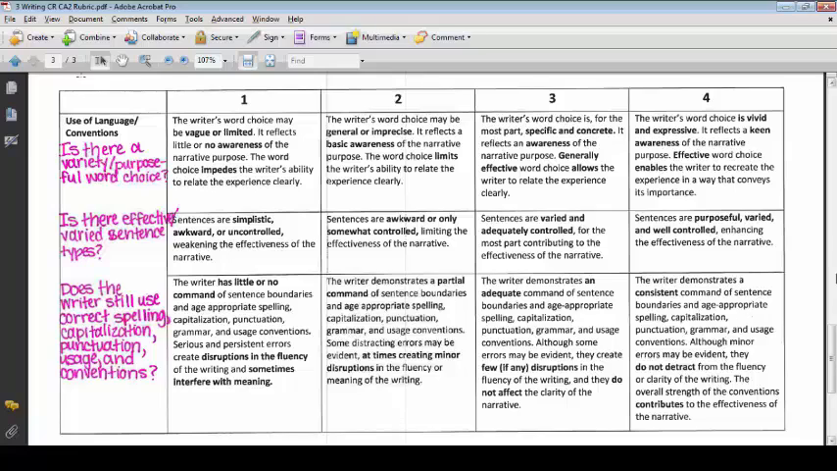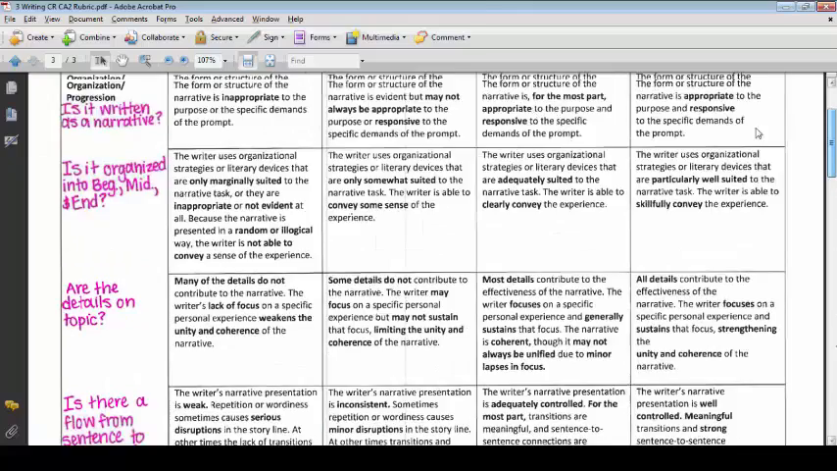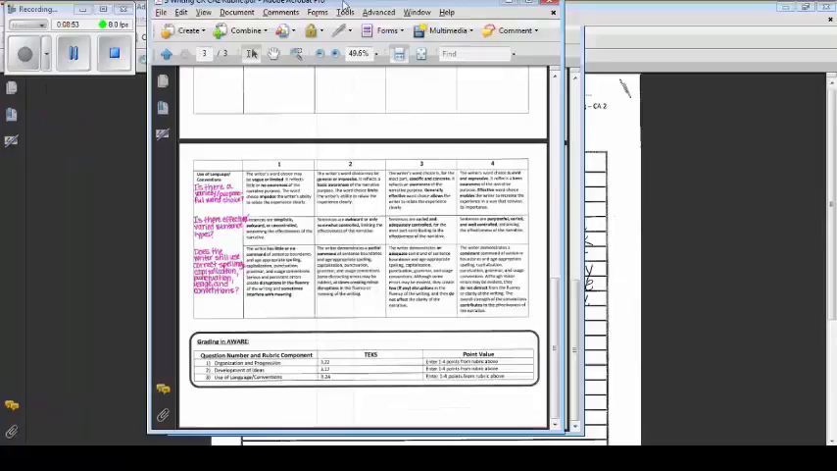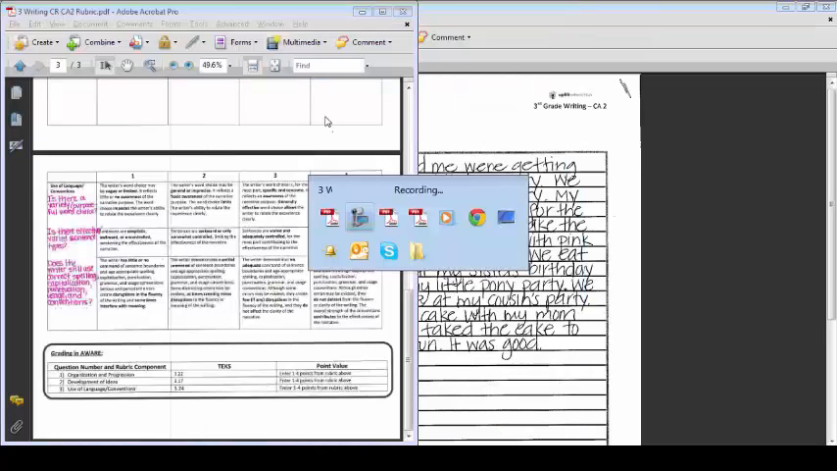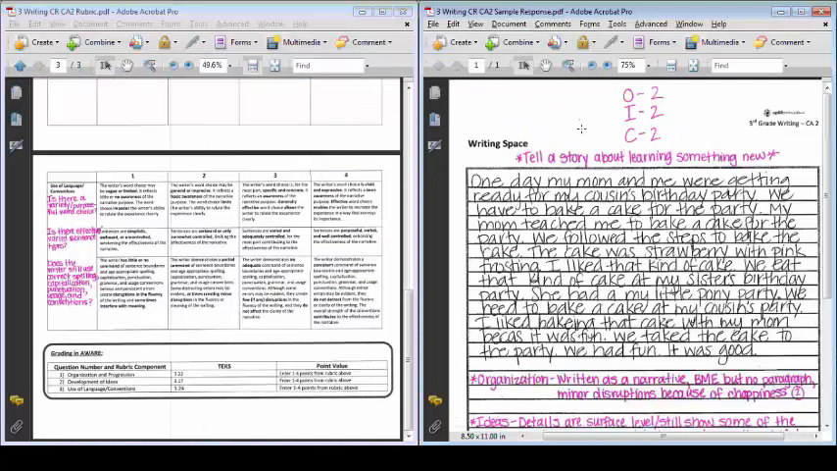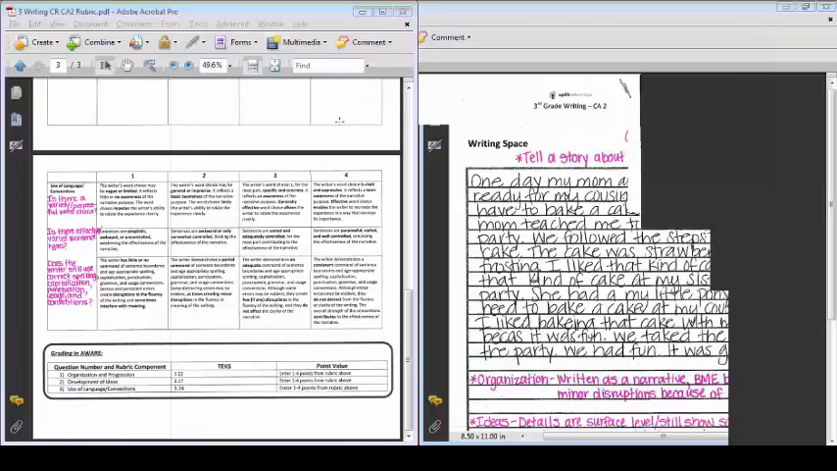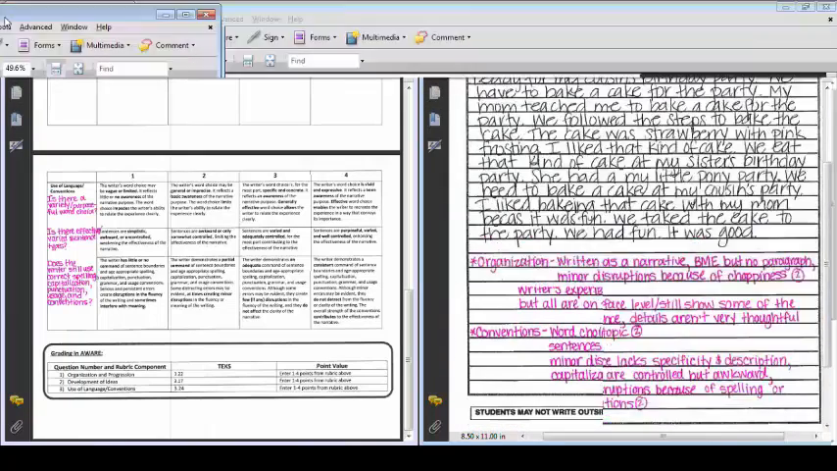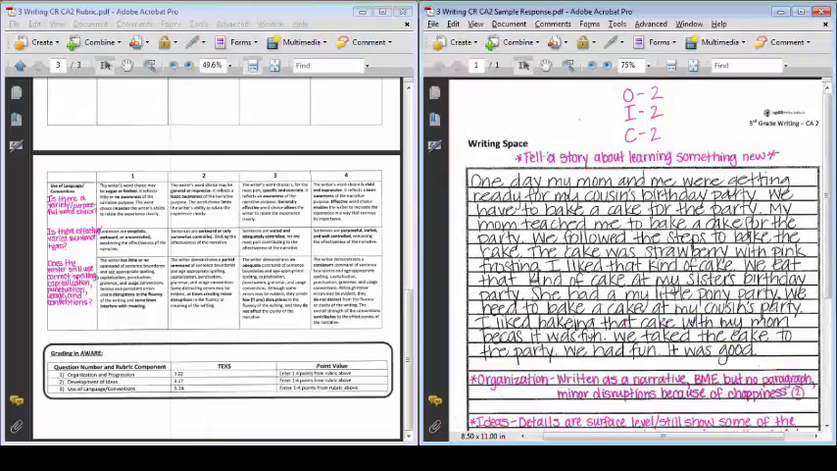So that's the rubric. Again, if you have any questions, feel free to post them on the discussion board. What I'd like to show you real quick is the sample response that you read earlier. What I've done is I've taken a moment to annotate it and write down what I would have scored this. So I wrote out the prompt right here: tell a story about learning something new.